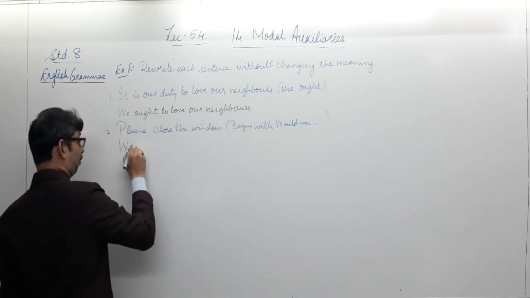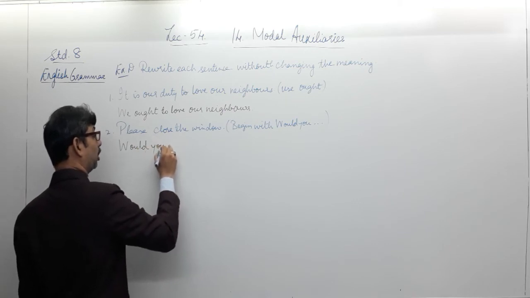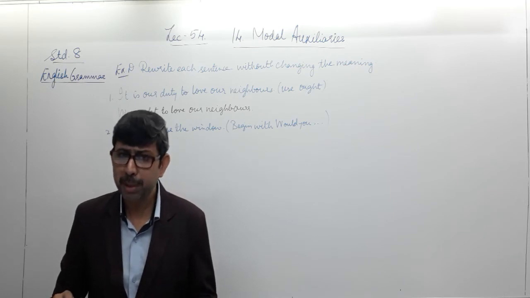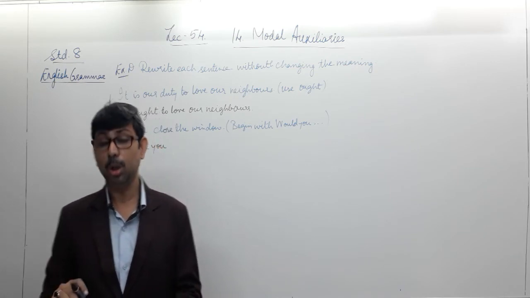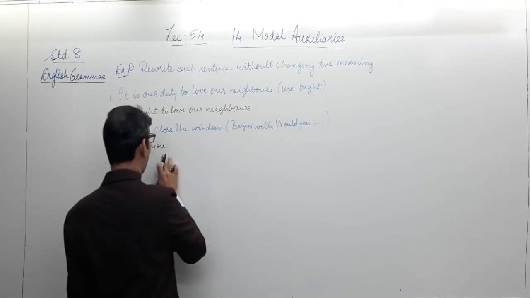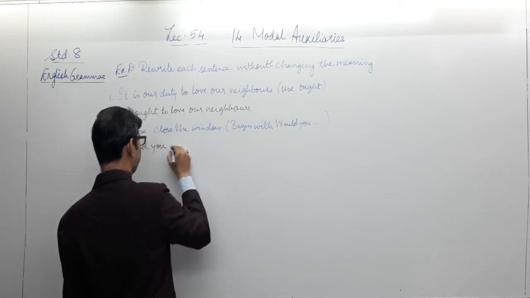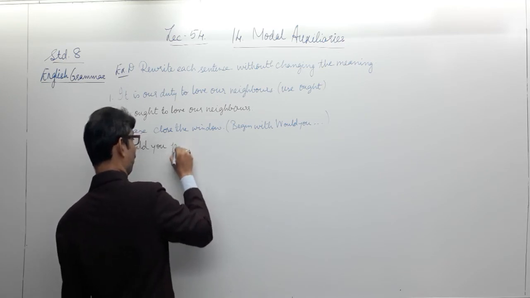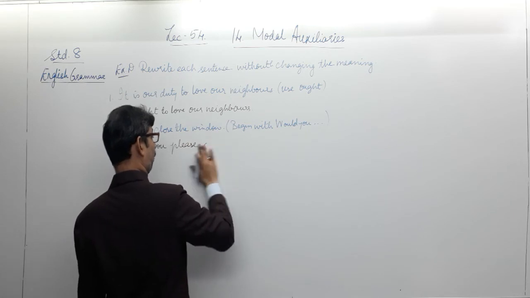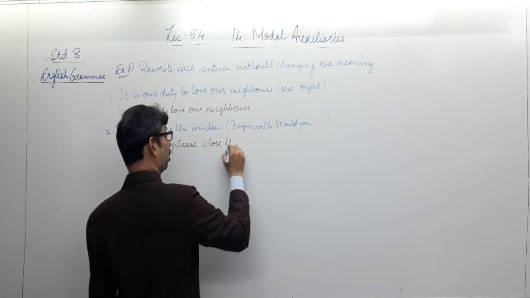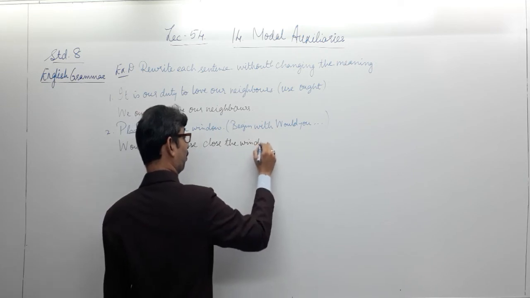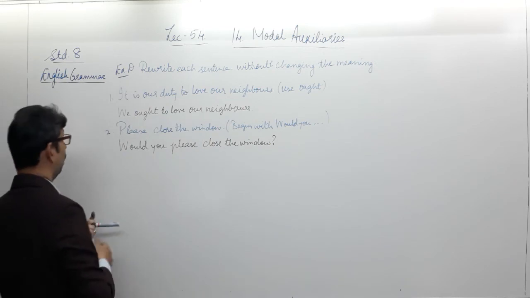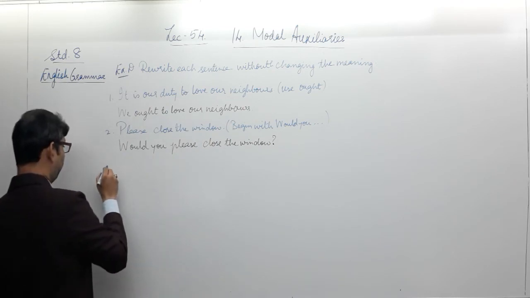Then so we already have the auxiliary given to us, would you, and then what should we be writing over here? Would you please close the window, and then a question mark without fail. It's a polite request. Would you please, or a polite question I would say. Would you please close the window, and then question mark. That will be the second answer. Let's do the third one.